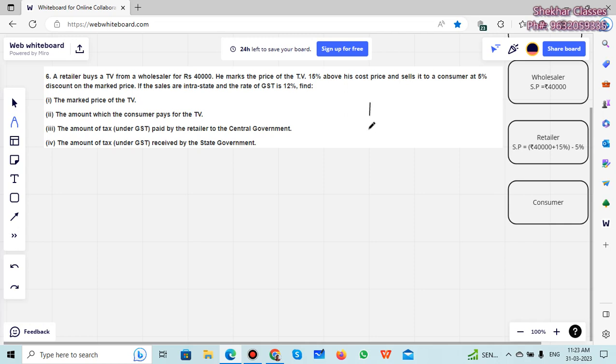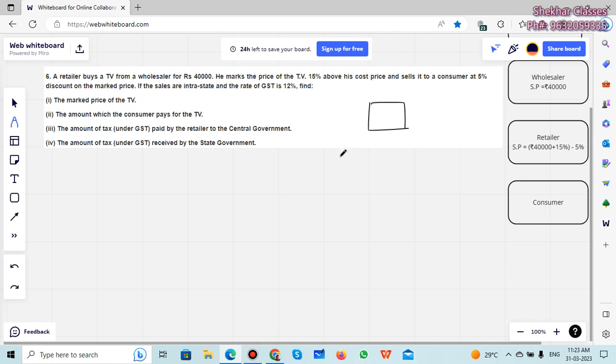So for example, if this is the TV, 40,000 is the price that he bought it at. He will mark it, print on the TV, how much? 40,000 plus 15% of it. So 15% of what? 40,000, and whatever comes, that is the mark price on the TV. So we need to calculate the price he has marked.